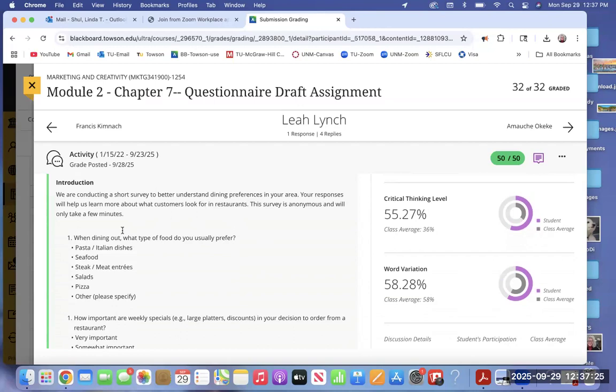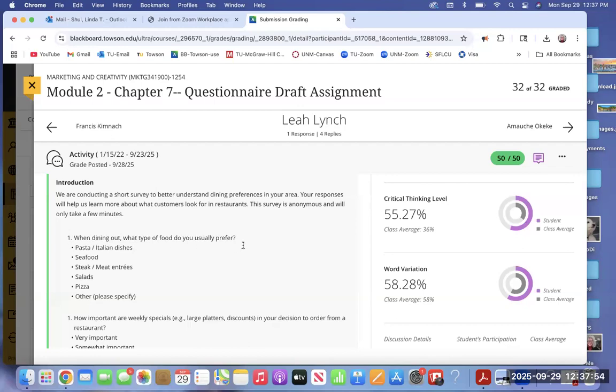Okay. Now, this starts with when dining out, what type of food do you usually prefer? Personally, I would ask question number 1. Do you dine out often? And if so, how much? And then have things for them to check. Some of you will do it this way, where you say once a week, twice a week, every night, and then they can check a box. But this could be a good number too.